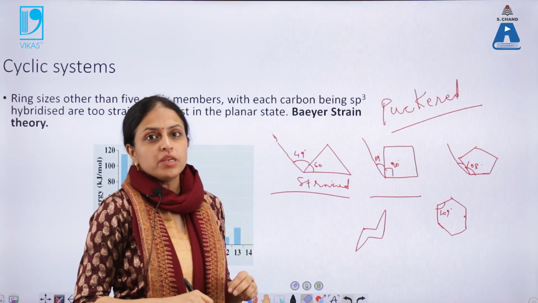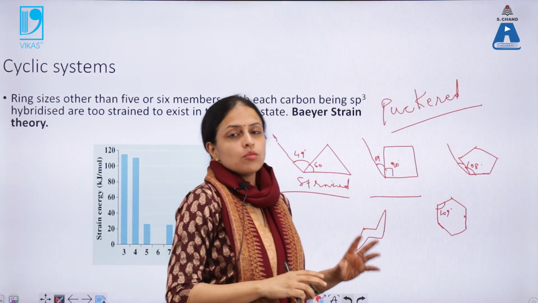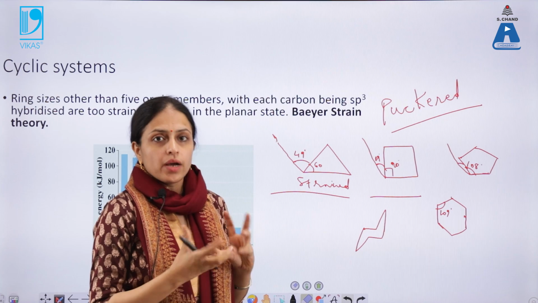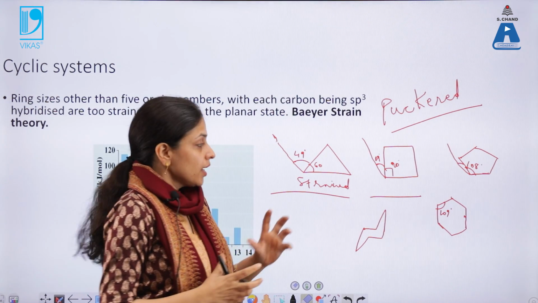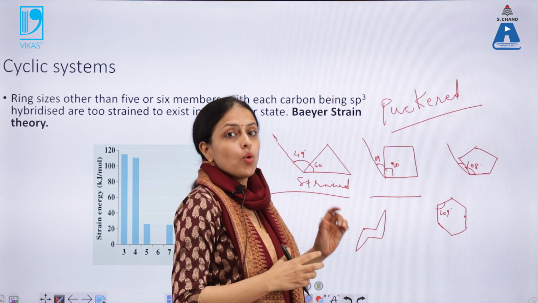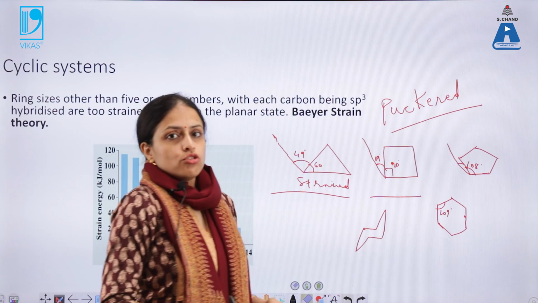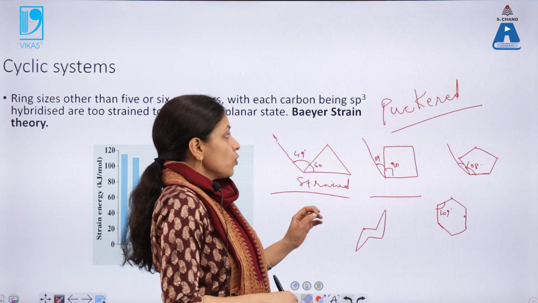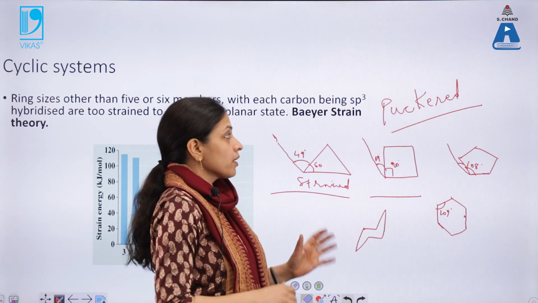Puckered state. Puckered means twisting. So as the ring size increases, the molecules tend to undergo puckering in order to get rid of some of the angle strain. And in the case of cyclohexane, the most stable conformation is the chair conformation. So cyclohexane exists in the most stable conformation, which is the chair conformation. It is the puckered conformation.